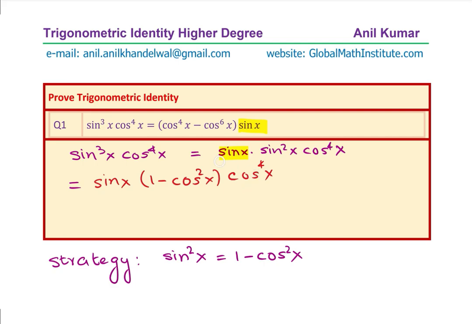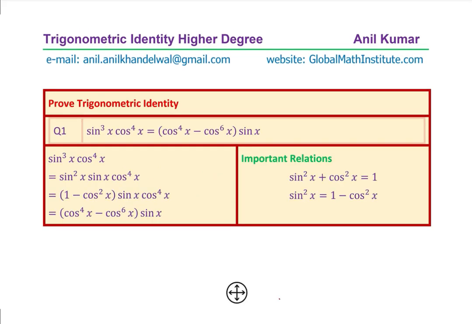Now if you distribute, you get the right hand side, as you can see, right? So we have sine x times cos to the power of 4x minus cos to the power of 6x. You see how simple it is? That is how you could do it. Correct? So here is the solution for you.